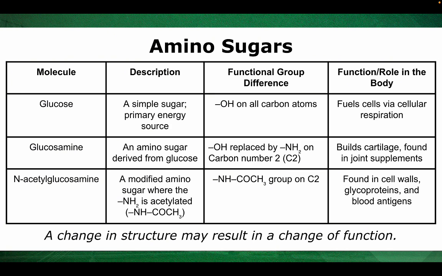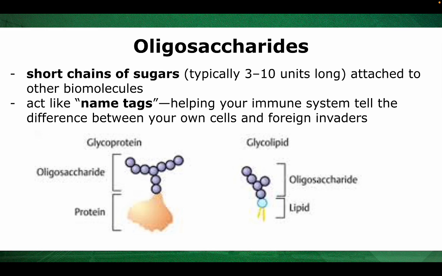Now we're done with monosaccharides. Let's talk about oligosaccharides. These are slightly more complex than monosaccharides, but basically they are short chains of sugars, typically 3 to 10 units long, that are attached to other biomolecules like proteins and lipids. One of their most important roles is acting like the name tag for cells. For example, if you wear an ID, your ID is your tag, your oligosaccharide.